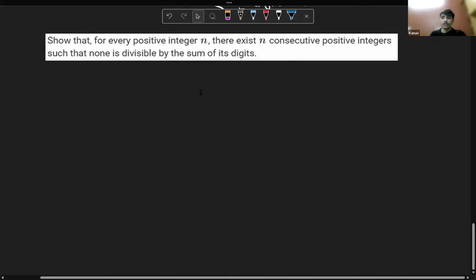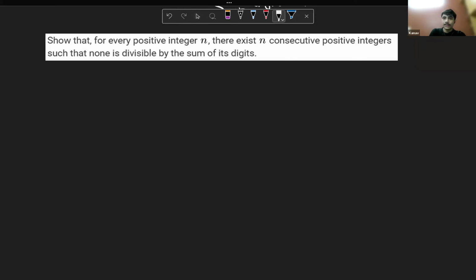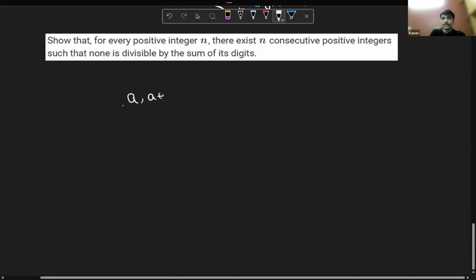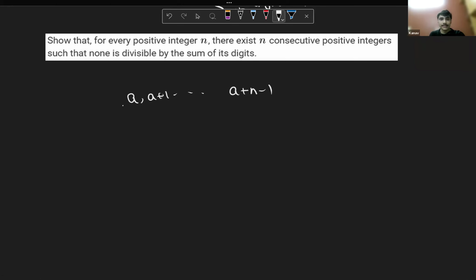So this problem says you want to show there are n consecutive integers a plus 1, up to a plus n minus 1, all of which have this random property that the sum of digits of any of these a plus i does not divide a plus i.